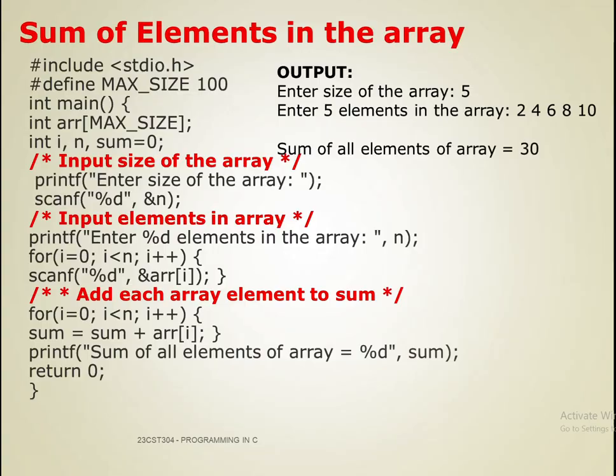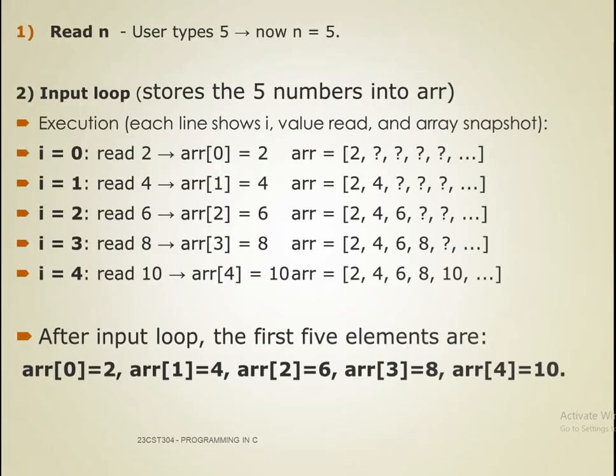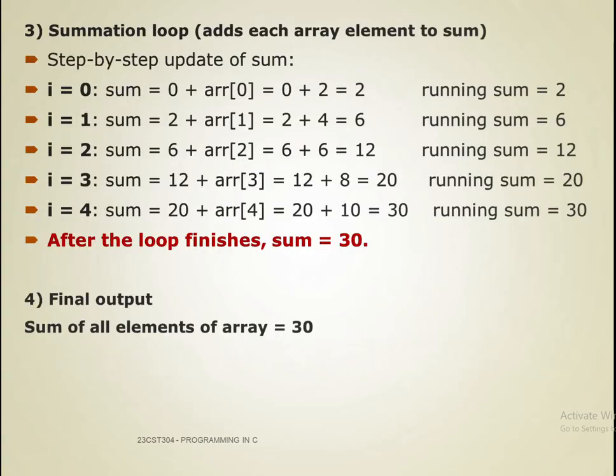For input 2, 4, 6, 8, 10, the array becomes: index 0 has the value 2, index 1 has 4, index 2 has 6, index 3 has 8, and index 4 has 10. And again we have another for loop for the calculation. Here the iteration to add the elements is given. After the loop finishes, the sum is 30. So the final output is: sum of all elements of array is 30. The variable sum is called an accumulator because it keeps accumulating the total value.